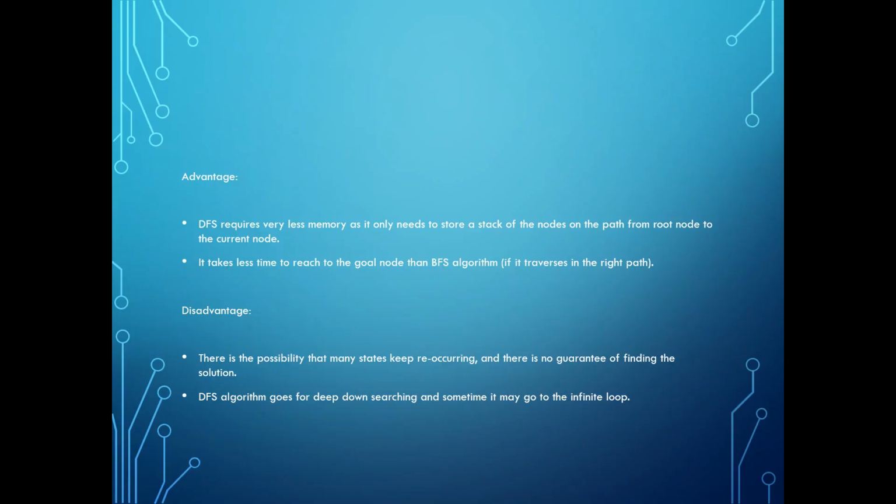So advantages of DFS. DFS uses very little memory. It may reach a goal faster than BFS if the solution lies deep in the correct path. Disadvantages. DFS may re-explore states many times. There is no guarantee of completeness or optimality. DFS may also fall into infinite loops.